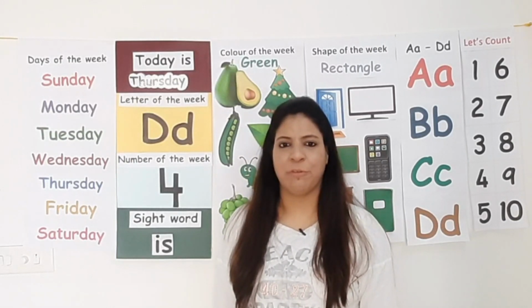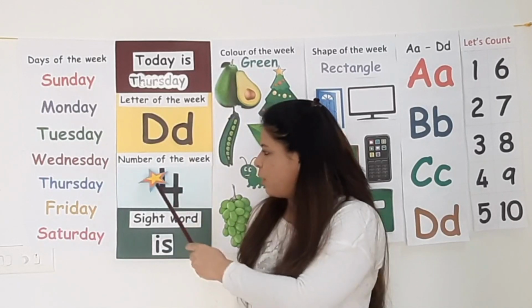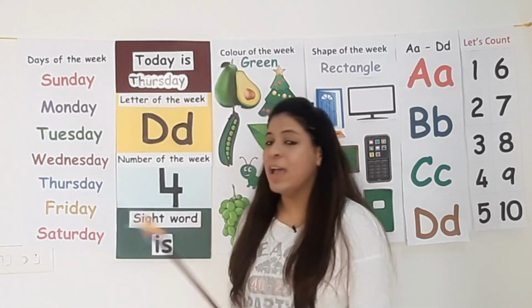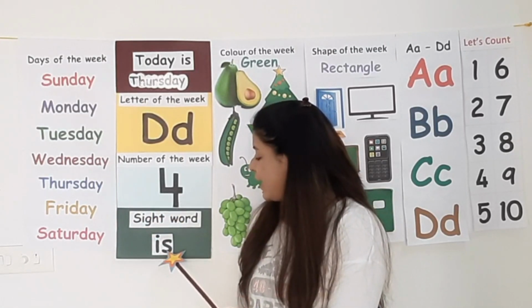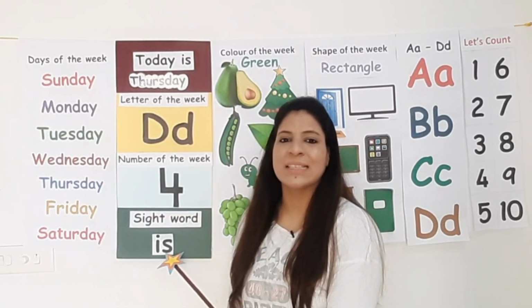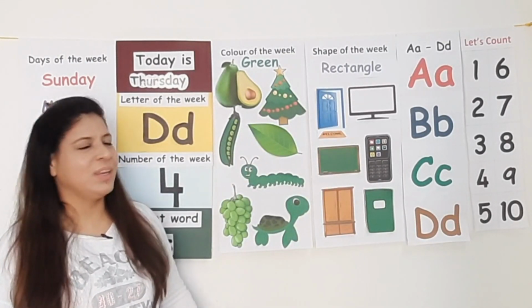Now let's see the number of the week. Number of the week is number 4. Now let's see the sight word. Sight word is. Repeat after me. Is.